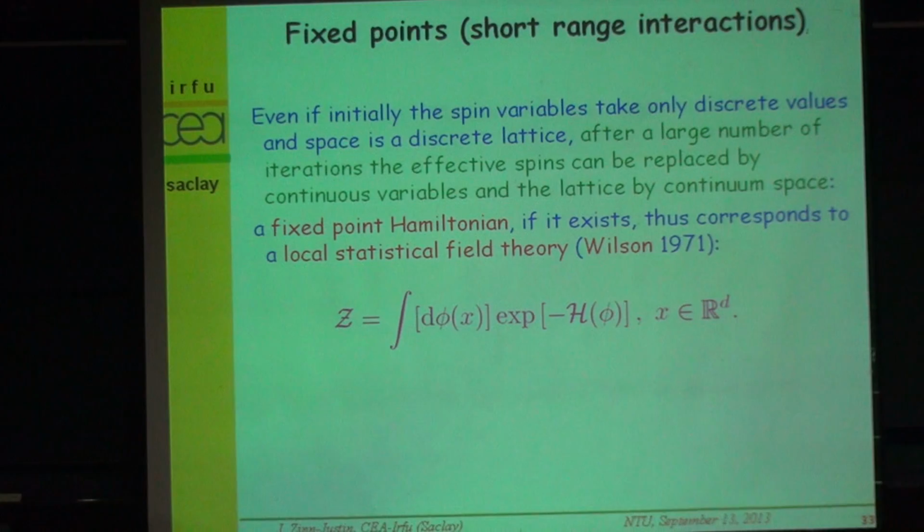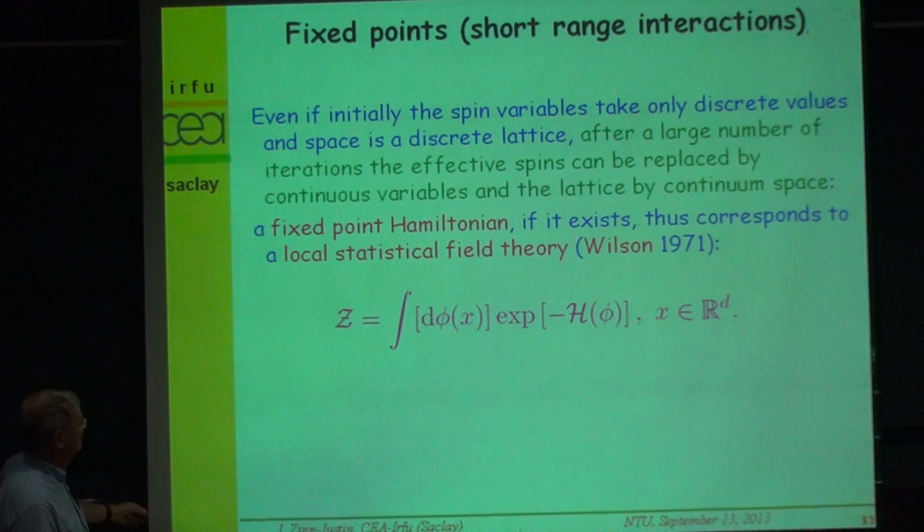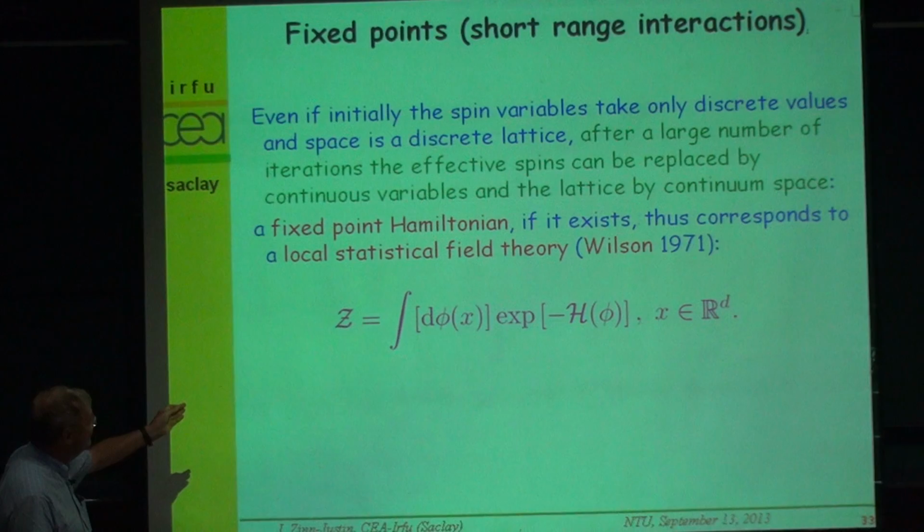Now, moreover, and this is more specifically Wilson's contribution, he realized that if this process makes sense, then even if you start from a lattice Hamiltonian with spins taking only two values, if you iterate enough, eventually you can replace the lattice by continuum space because the lattice size will shrink to zero. And again, if you average even a discrete variable many times, you can replace it by a continuous value. And therefore, if there is a fixed point Hamiltonian, it should be of the nature of a quantum field theory. I call it a local statistical field theory because it is in imaginary time, not in real time.